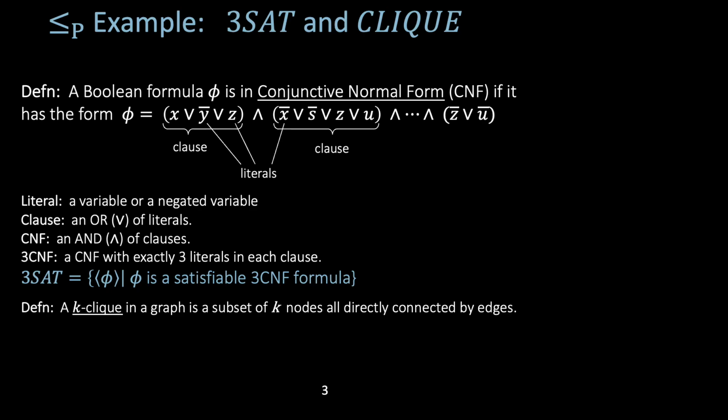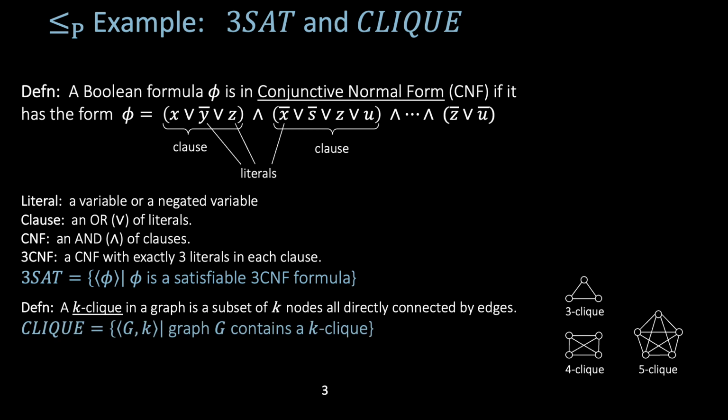The other language I need to define is clique, which is a graph problem. A k-clique in a graph is a subset of k nodes all directly connected by edges. In other words, it is a subgraph that is a complete graph on k nodes. Some examples include the 3-clique, which is a triangle. The 4-clique, you have 4 nodes and they're all attached to each other. You can have a 5-clique, and so on and so forth. Clique is the language of pairs G and k, where G is a graph and it contains a k-clique.